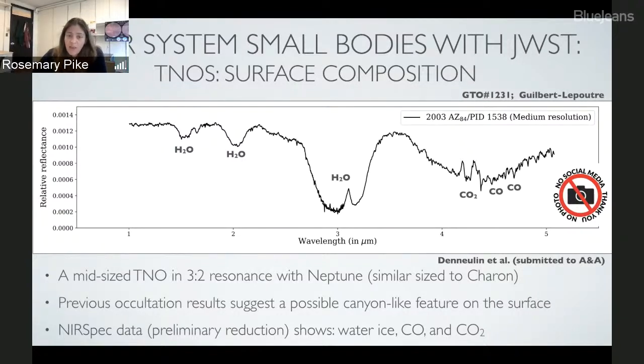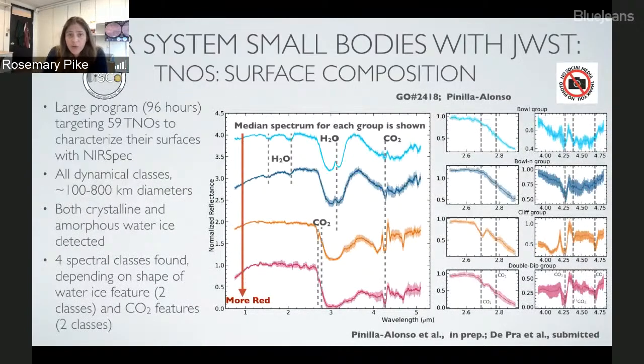So a little bit low on time, but just to summarize all of the TNO surface modeling, we have a very large program, which was 96 hours, the DISCO project. And this targeted 59 TNOs to look at their spectra. And they're looking at all different types of TNO orbits in the range of sizes that we typically already know.